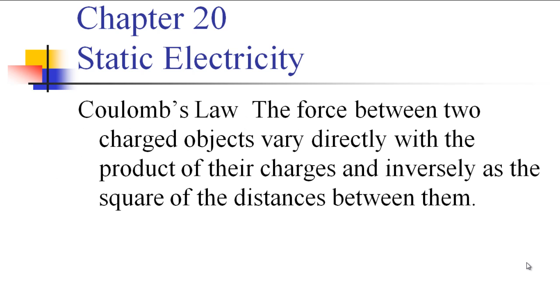We'll get there. So Coulomb's law: the force between two charged objects varies directly with the product of their charges, and inversely as the square of the distance between them. This is basically just words for an equation that looks like this. F equals K, which is Coulomb's constant, times the charge of the first object times the charge of the second object, divided by the distance between them squared. Now this equation looks a lot like another force equation that we had, the force of universal gravitation from Newton, where this was big G, M1, M2, and the distance between them. Very similar.